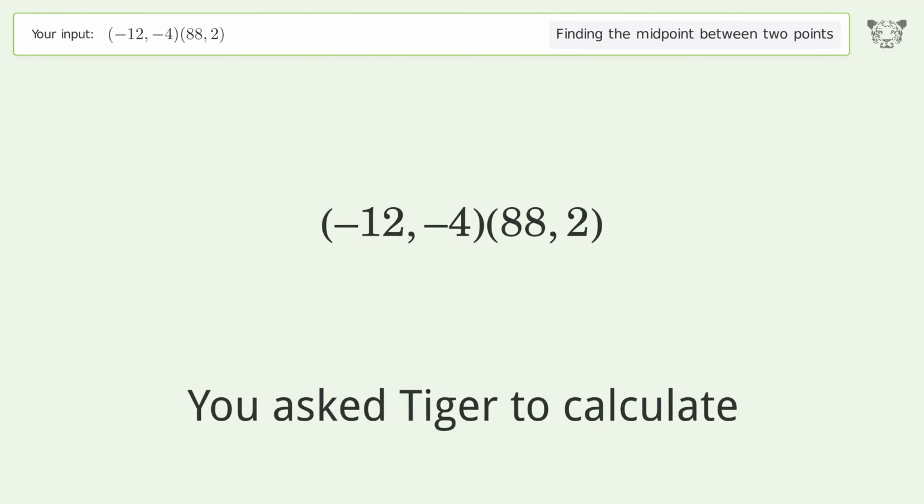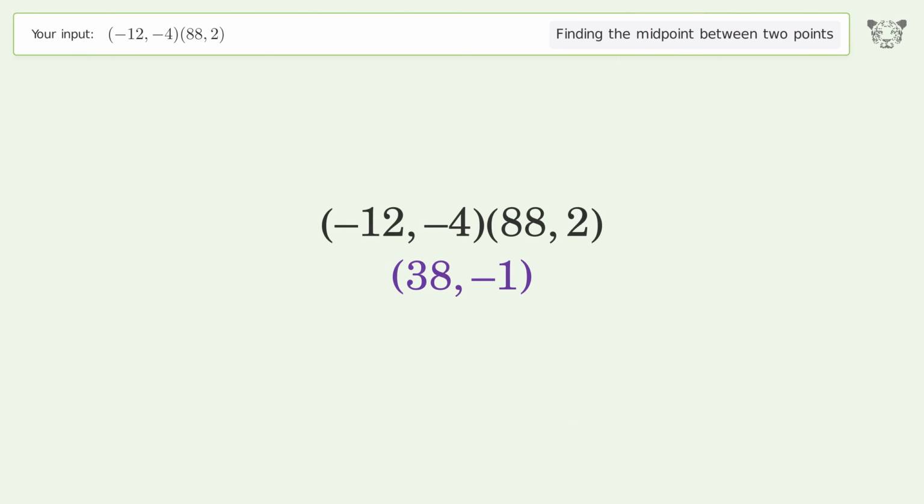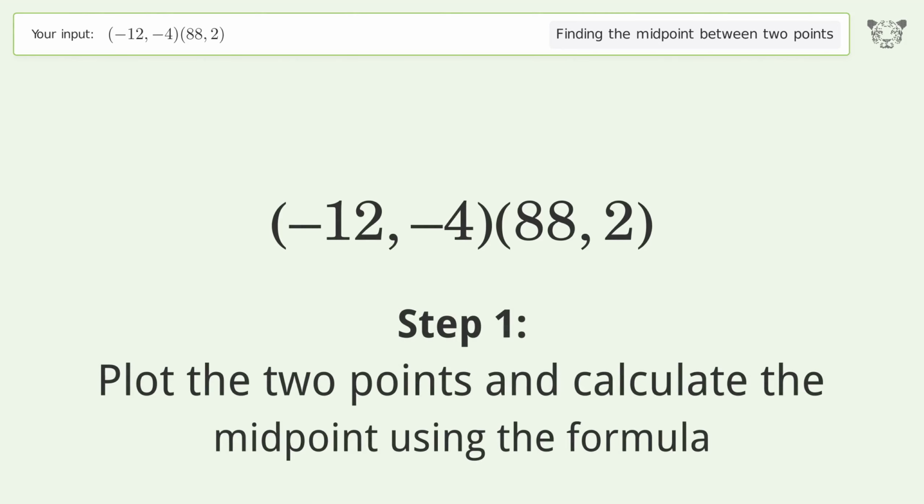You ask Tiger to calculate. This deals with finding the midpoint between 2 points. The midpoint between the 2 points is 38, -1. Let's solve it step by step. Plot the 2 points and calculate the midpoint using the formula.